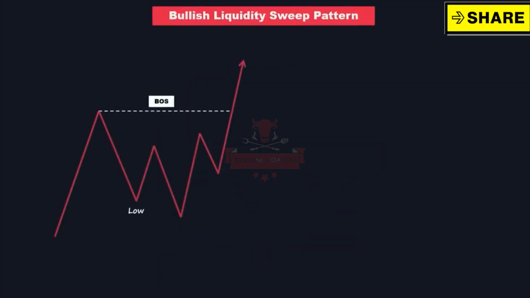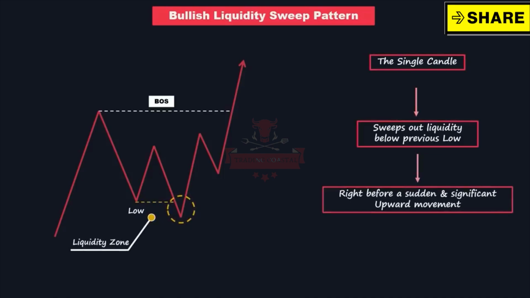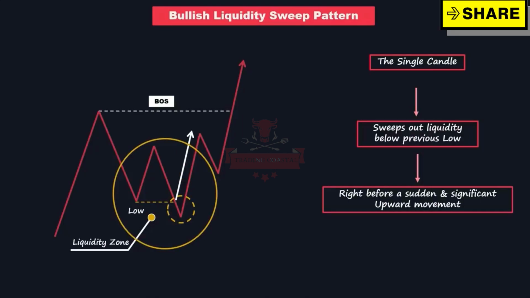In the bullish scenario, the bullish liquidity sweep pattern refers to a single candle that sweeps the liquidity below the previous low and also the previous candle's low, occurring just before a significant upward movement. We look for a liquidity sweep characterized by a long wick or body, followed by an immediate push in price to the upside, with the price returning to the range above the low after the liquidity sweep.